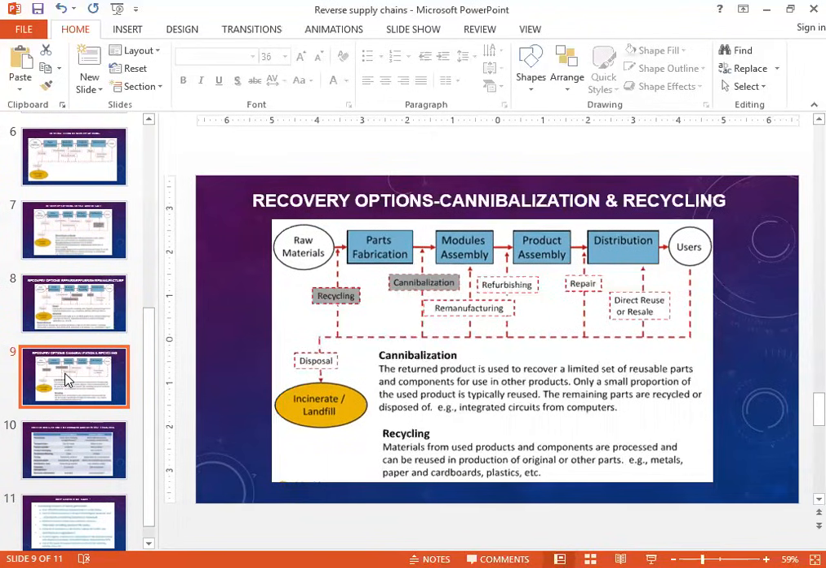All right, next up is cannibalization and recycling. So let's look at what these mean. Cannibalization: in this strategy, the returned product is used to recover a limited set of reusable parts and components for use in other products. Only a small portion of the used product is typically reused. The remaining parts are recycled or disposed. For example, integrated circuits from computers. And then the next strategy is recycling. Materials from used products and components are processed and can be reused in production of original or other parts. For example, metal, paper, cardboard, plastics, etc.